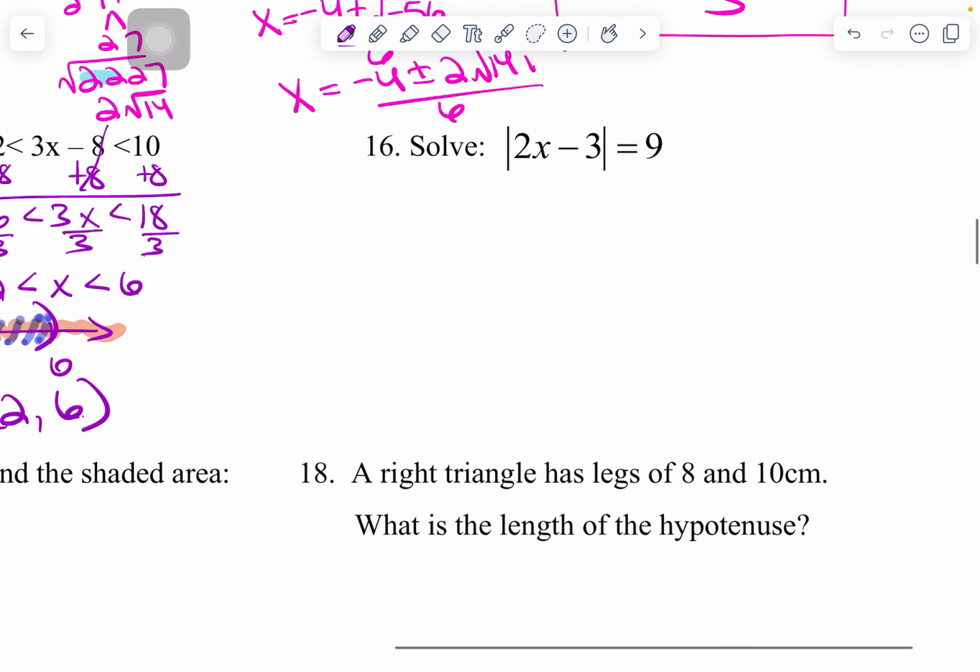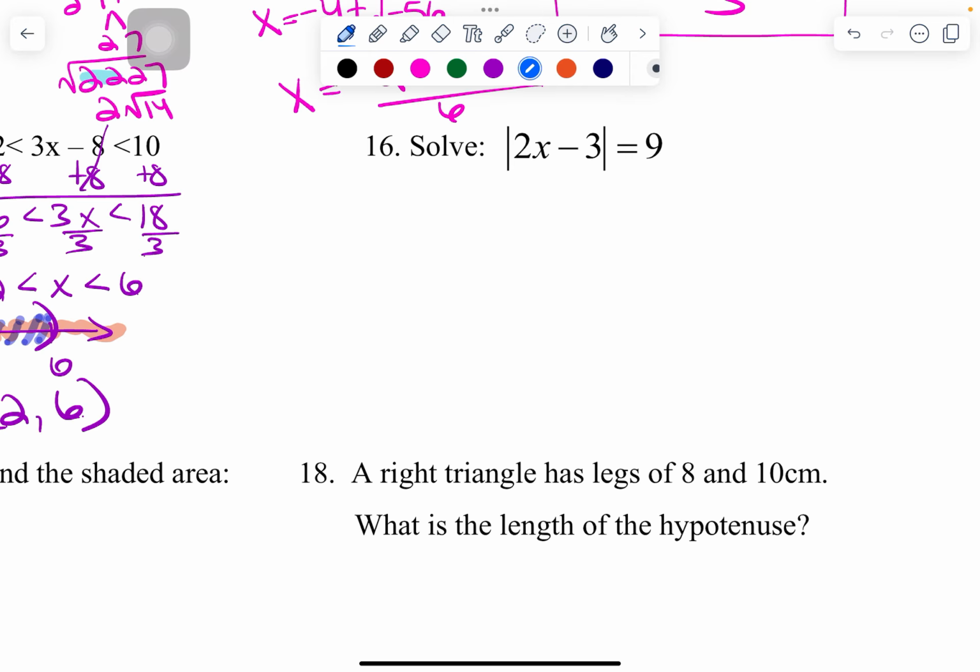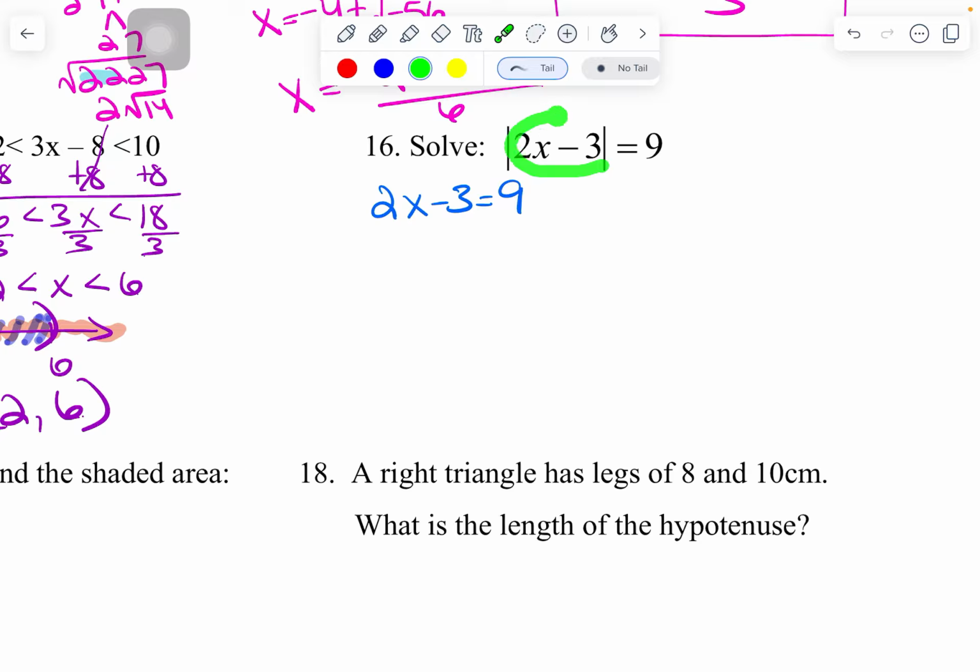Number 16, we have an absolute value equation. Absolute value, first one is easy. The absolute value is already isolated, so we're just going to drop the absolute value bars. 2x minus 3 is equal to 9. That's the other possibility here, is that this expression could be a negative 9. So our other equation is going to be 2x minus 3 equals negative 9. And we're going to solve both of these.